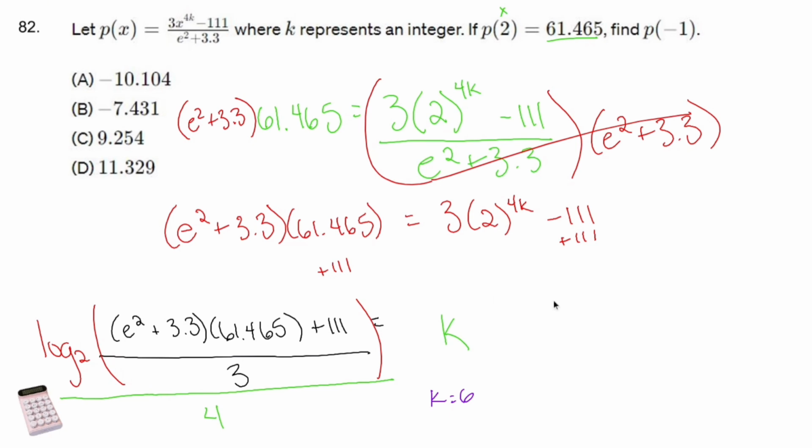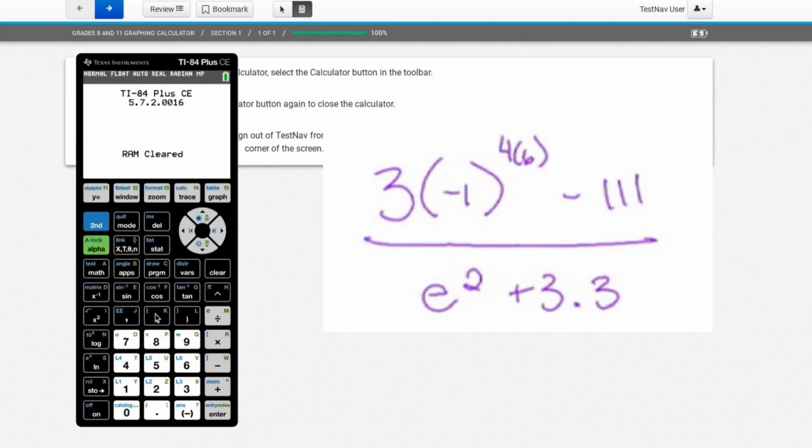So in my calculator, I'm going to plug in 3 times -1 to the 4 times 6, so to the 24, minus 111 all over e squared plus 3.3. So let's do that and see what happens. All right, so just like I said before, I'm paranoid about fractions, so let's put a parentheses there. 3 parentheses -1 to the 4 times 6, so I'm just going to put 24 because I don't want to risk screwing something up. Minus 111.